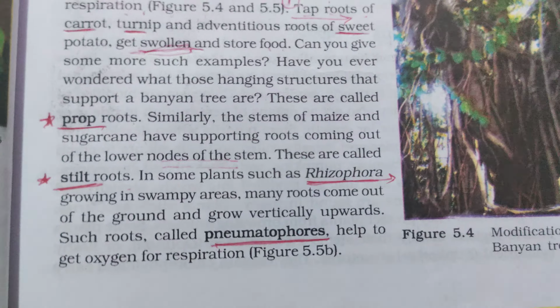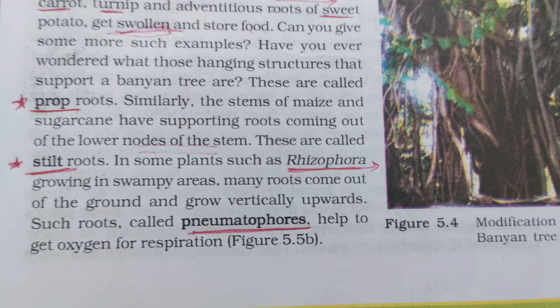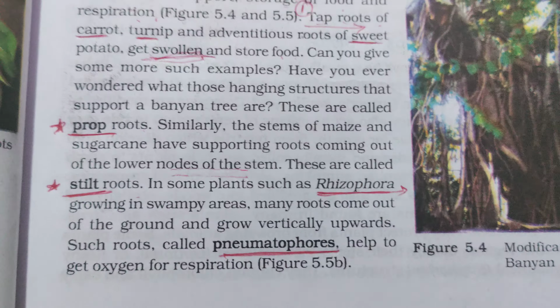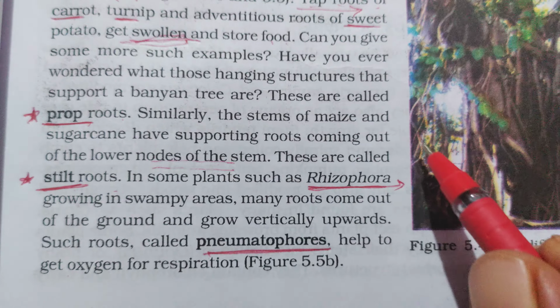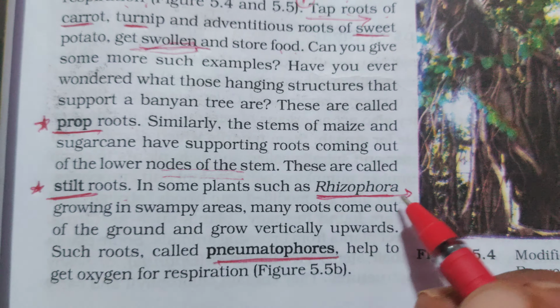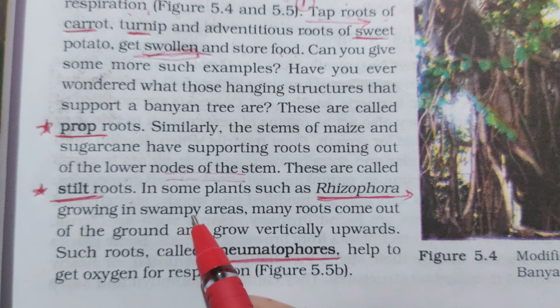And the third activity is the root modified for the respiration process. Example, Rhizophora. Rhizophora is nothing but one kind of mangrove plant. It grows in swampy areas.